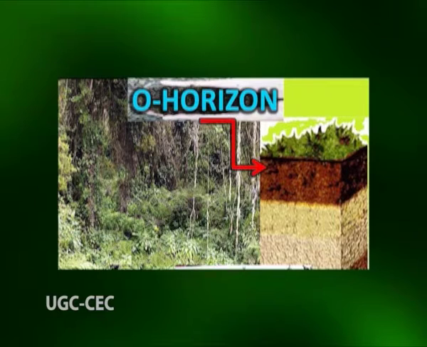The O or organic horizon is found in soil formed under forest vegetation. It is composed mostly of vegetation that has fallen to the ground and the remains of animals such as insects, causing it to be dark in color.